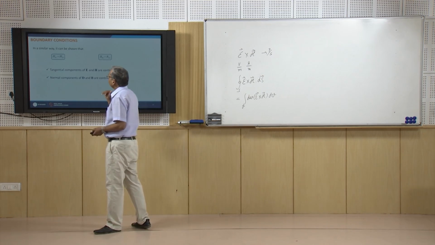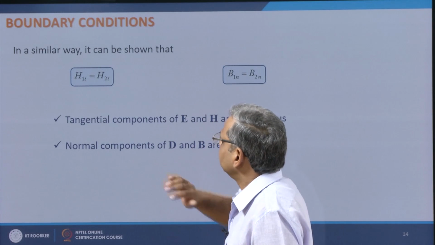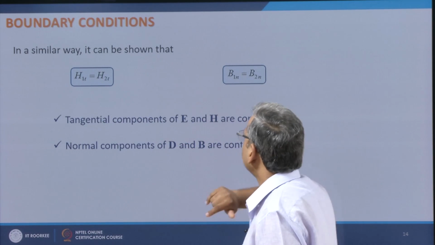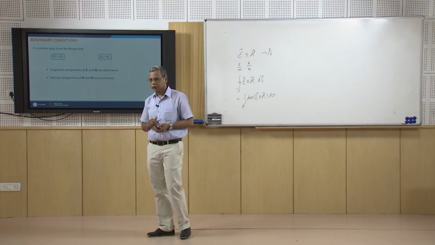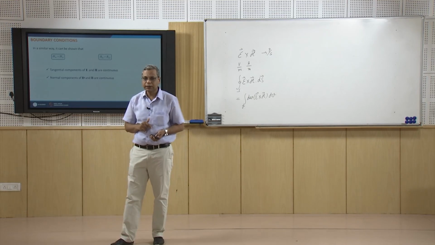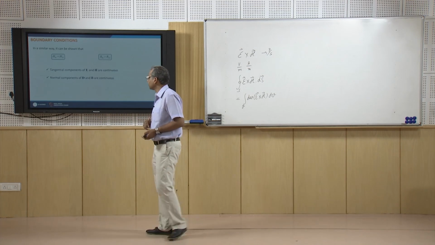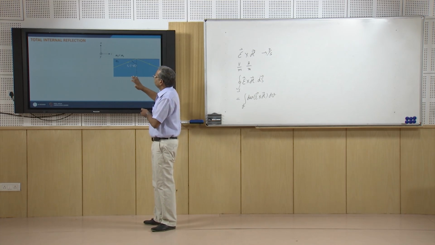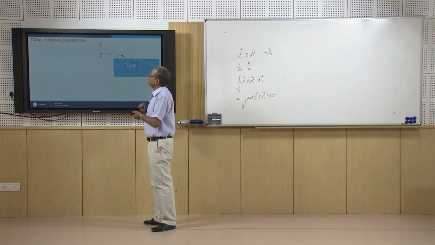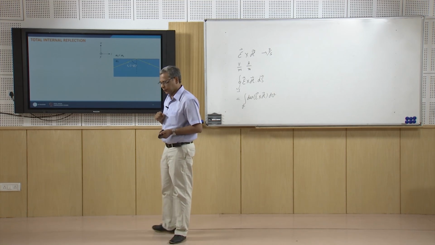In a similar way, I can show that for magnetic fields, the tangential component of H and normal component of B should be continuous. So, these are the boundary conditions that I will use whenever I encounter an interface between two dielectric media. Now, lastly, let me revisit total internal reflection and understand some intricacies.